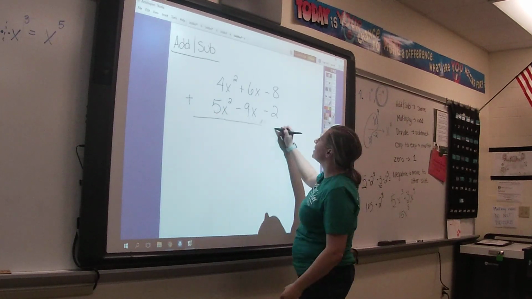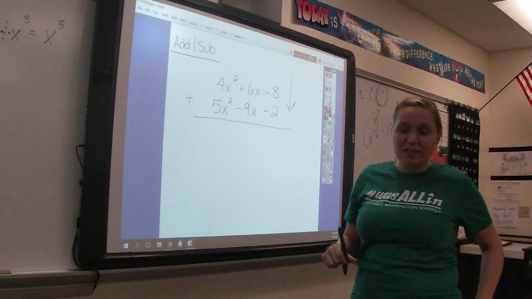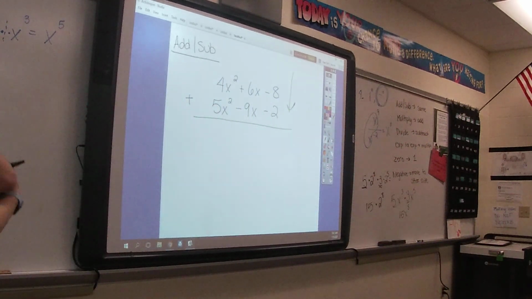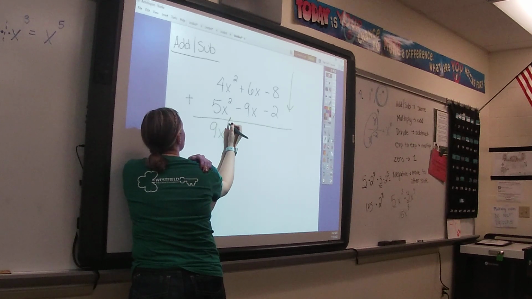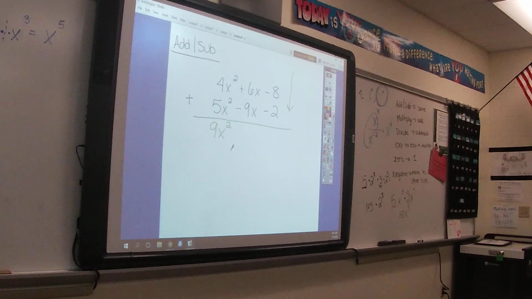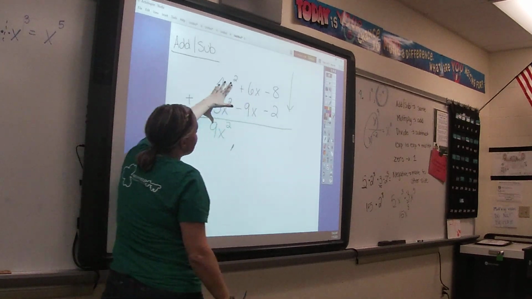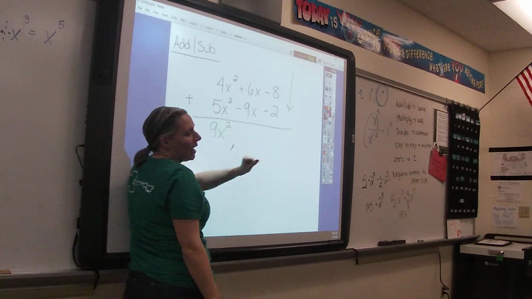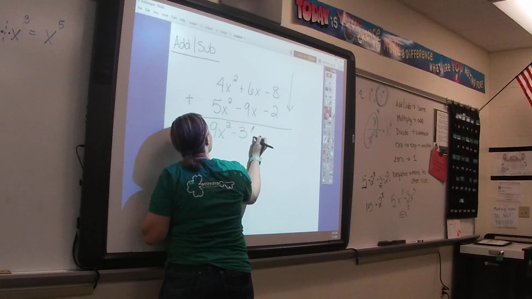So we're going to sort of treat this like we did systems, and we're going to go down each column because these are nice and neatly stacked for us. So a 4x squared plus a 5x squared is going to give us a what? 9x squared, because when we add, we keep exponents the same. And a 6x plus a negative 9x gives us negative 3x.